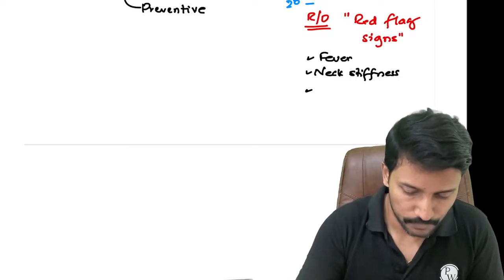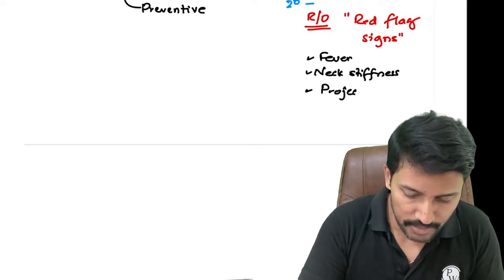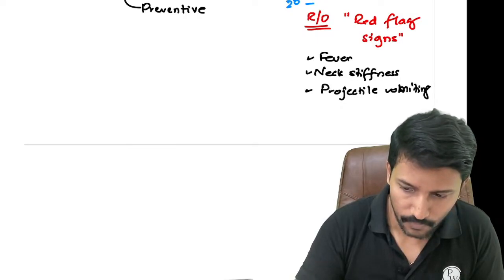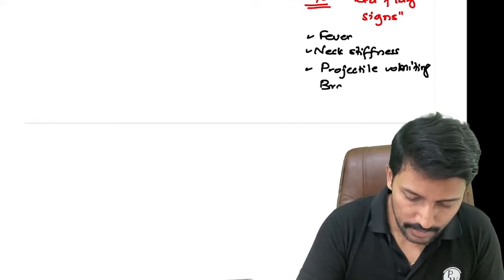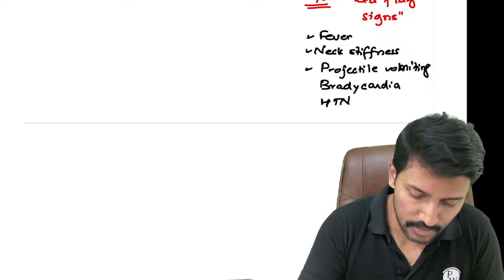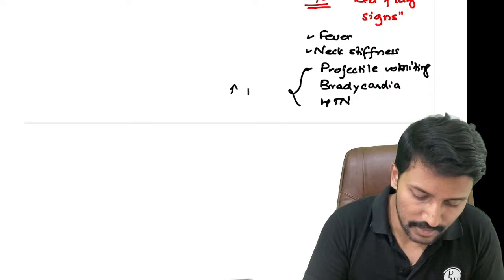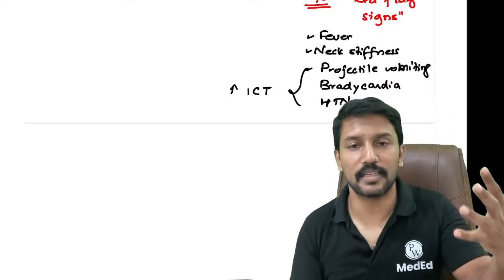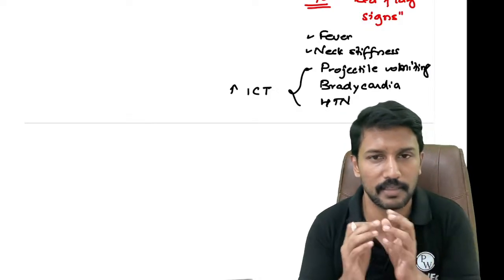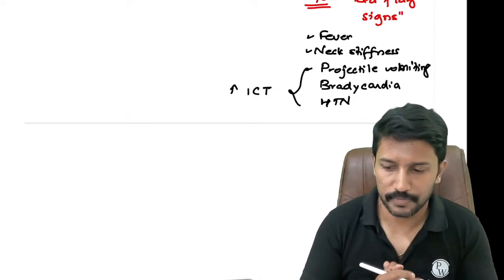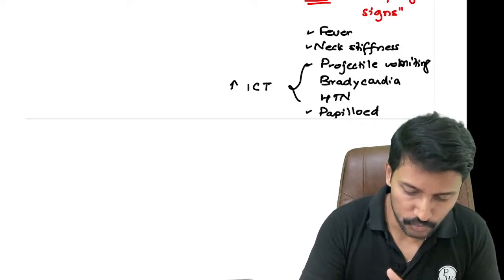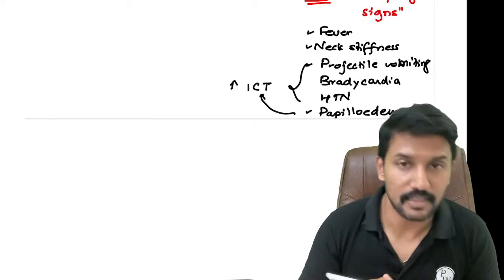Then presence of projectile vomiting, then bradycardia and hypertension. What does this indicate? It indicates the patient has got raised intracranial tension. So there must be a bleeding inside the brain, right? Maybe in the parenchyma, epidural space, subarachnoid space, or the subdural space. Yes, then presence of papilledema. Again, papilledema also indicates that the patient has got raised intracranial tension.